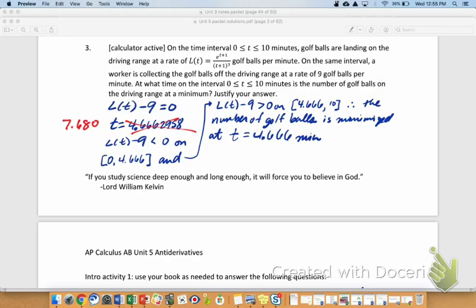So then I'm willing to bet that this would be the same pattern, though, right? Yes. It would just be that we get this sign change on our net rate from negative to positive at 7.680 instead of whatever that other number was. Okay. So as long as you see that sign change at that critical point from negative to positive, that means you would have a minimum number of golf balls at 7.680.